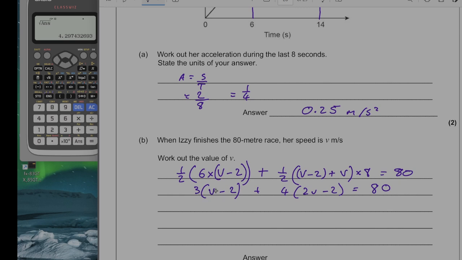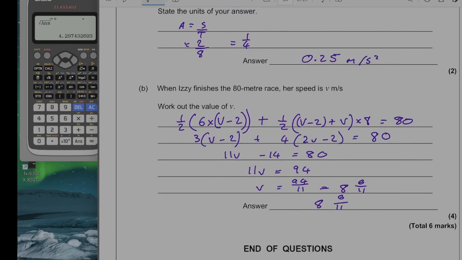Right, so that leaves me with, if I collect my like terms, 3v plus 8v would be 11v. And then minus 6 minus 8 is going to be minus 14, is equal to 80. So 11v is going to be equal to 94. So v is going to be equal to 94 over 11, which is going to be, 11 will go into 94 fully 8 times with 6 left over. So I'm going to go 8 and 6/11. Perfectly acceptable to go decimal though, particularly on a calculator paper.